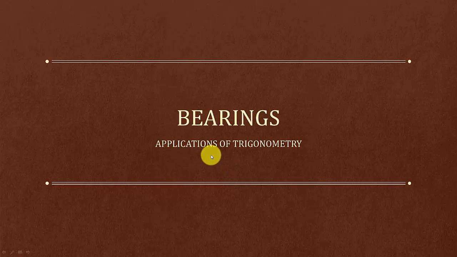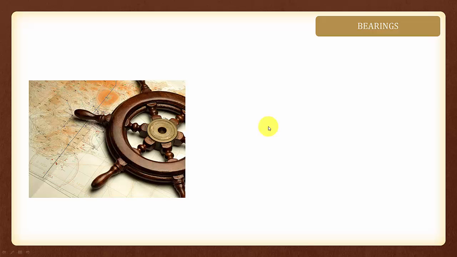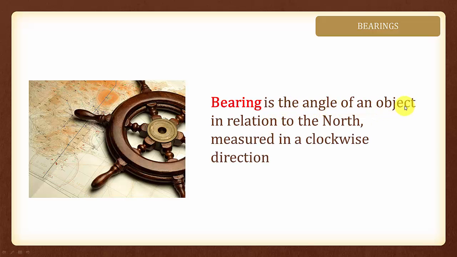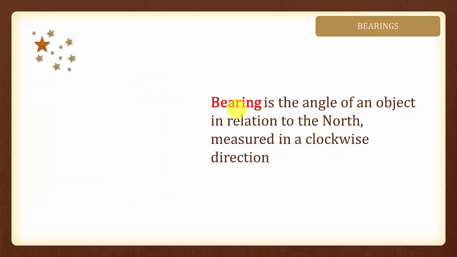In this topic on the applications of trigonometry, we are going to learn about bearings. Now, bearings is defined as the angle of an object in relation to the north, measured in a clockwise direction. In order to measure bearing, we will need a north line. And the horizontal line here is actually the west-east line.